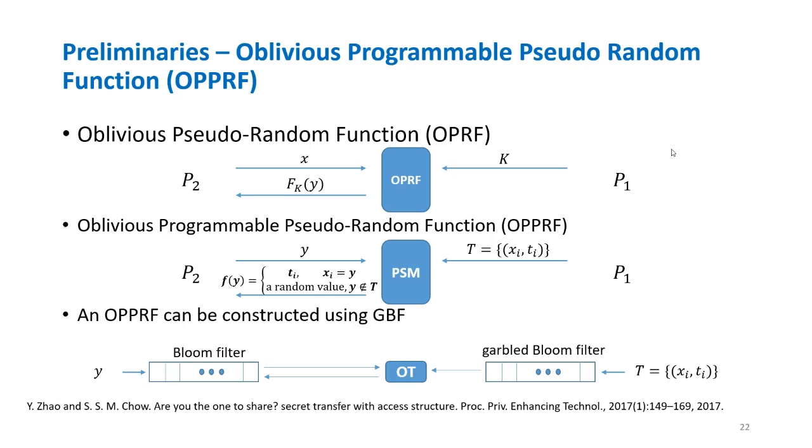An OPPRF can be constructed using a private set intersection protocol based on Garbled Bloom filters, by putting the secret shares of the associated data of the programmed values in the Garbled Bloom filter, instead of the secret shares of the items.